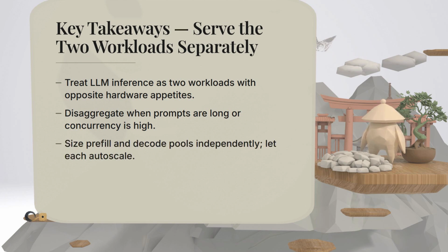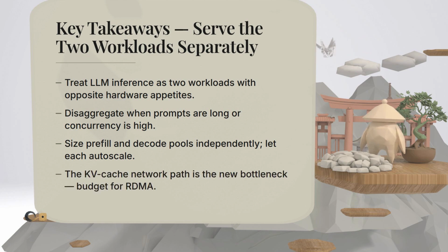Third, run prefill and decode as separate pools and let each scale on its own signal, exactly as llm-d does on Kubernetes. And fourth, remember the new tax: the KV cache now crosses the network, so RDMA class interconnect is part of your serving budget, not an optional extra. Split the brain, and each half finally runs at full speed.